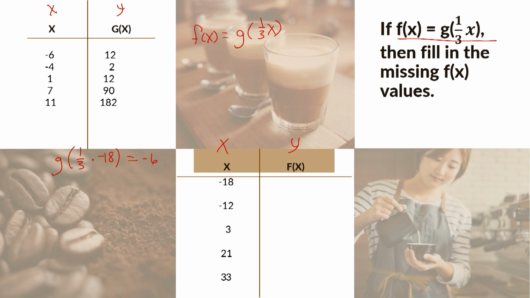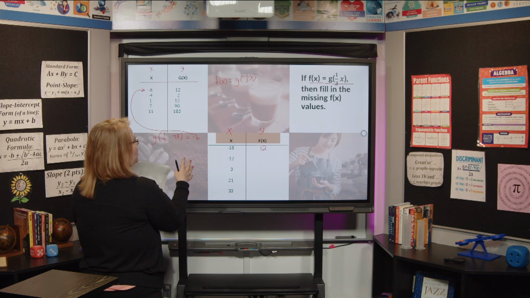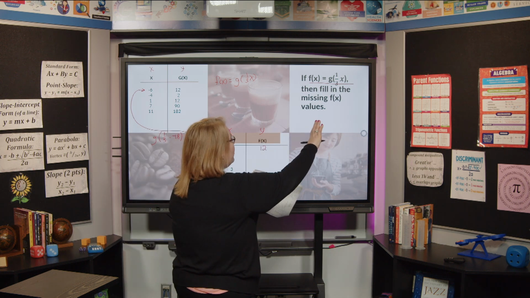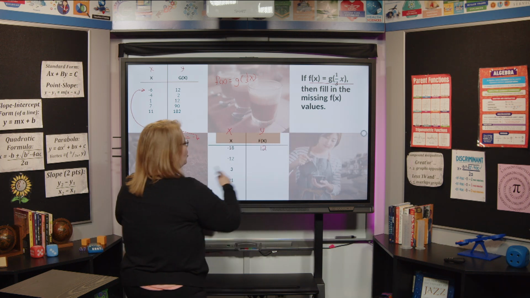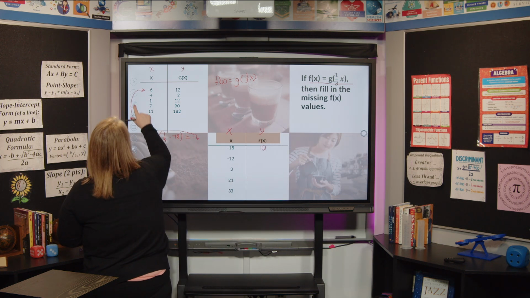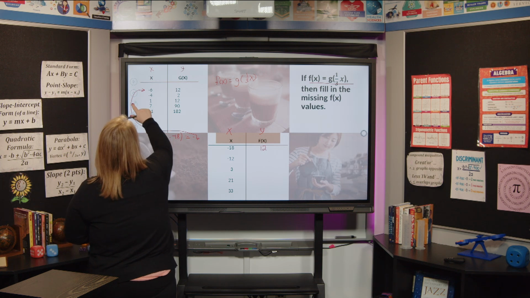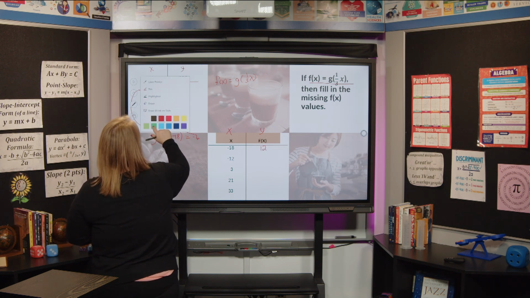So when I get here, I get this negative 6. So what I'm going to do is go back up here and see what the y value is for my negative 6. And it's going to be 12. That's how we're taking this one function, multiplying 1/3 to it, and getting my new function. So let's do the next one. Let me get a different color. You know, I love these colors. Okay, so let's do a green.